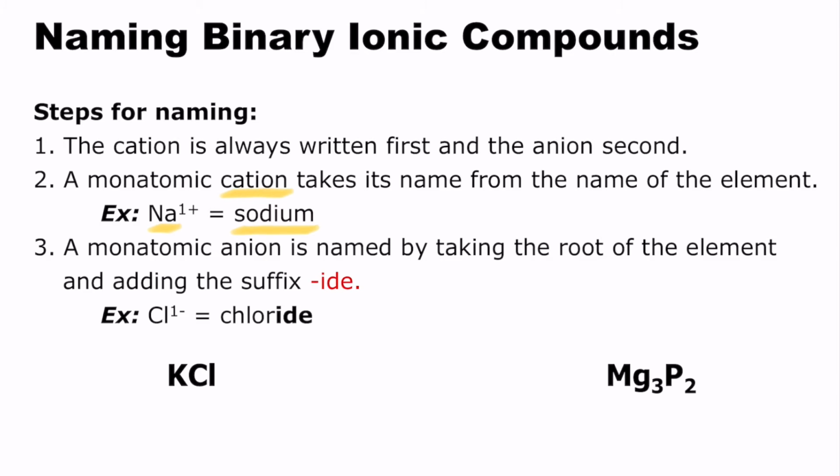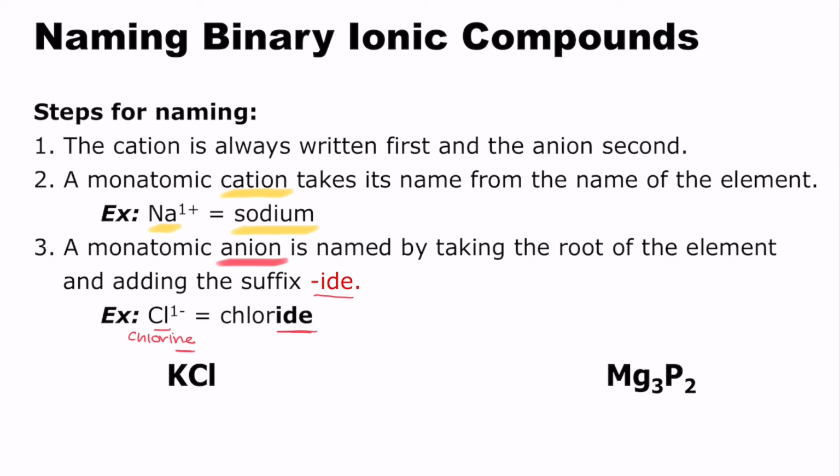But monatomic anions, this is slightly different. Whatever the name of the element is, so if this element wasn't an ion, you would read it as chlorine. What you're going to do is take away the ending and change the ending to become an ide ending. So instead of chlorine, we would change the ending to chloride.